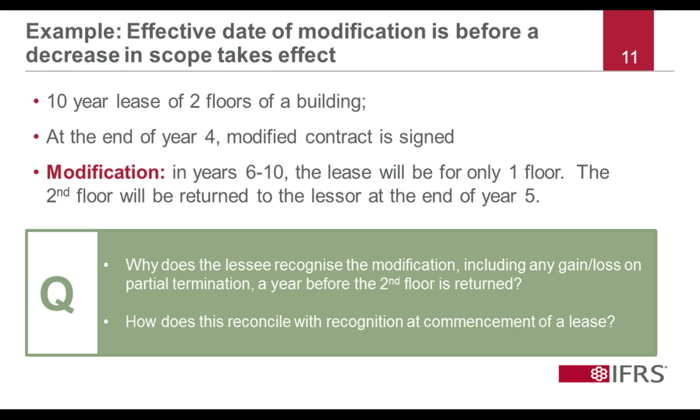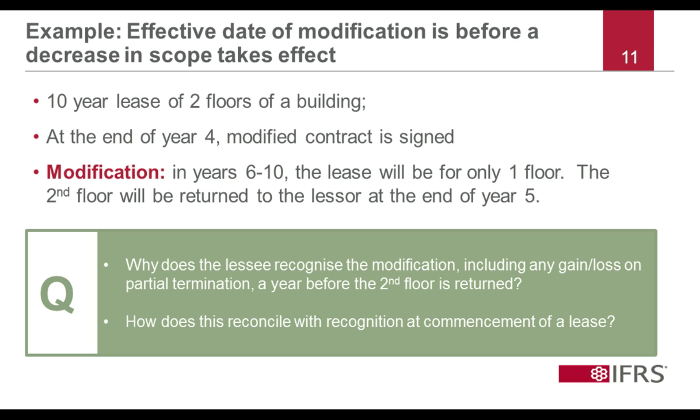Now in this case, the lessee recognises the lease modification on its balance sheet at the effective date of the modification, so at the end of year 4. This means that the lessee will reduce the lease liability and the right-of-use asset at the end of year 4, and it will also recognise any gain or loss arising on the partial termination of the original lease at the end of year 4.